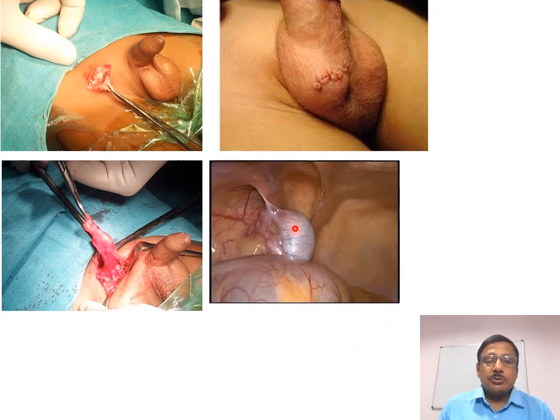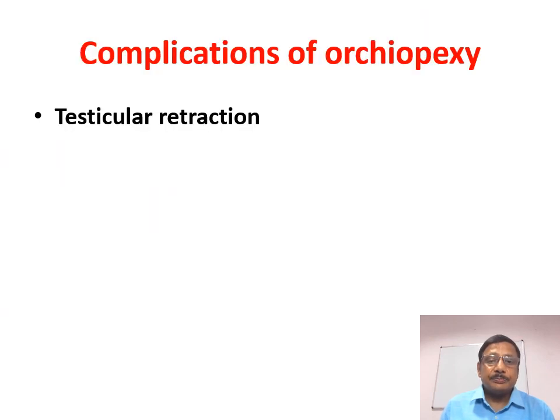This is a picture which you see through a laparoscope in an intra-abdominal testis. You can see this is the deep ring, and just proximal to that, you find the testis. You dissect out this testis and take it to the deep ring, and then it is brought through open dissection, and further surgery is done.